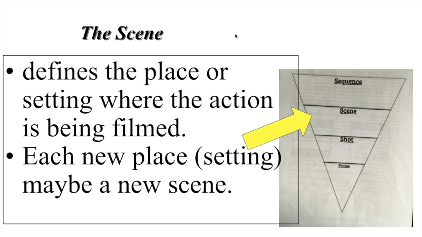Then we have the scene. This defines the place or the setting where the action is being filmed. Each new place or setting may be a new scene. So we had our picture, a bunch of those strung together, and one continuous take is a shot. And then if you change locations, this is a new scene. So say you're watching a film and the first scene is in a bedroom, and then the next scene is at a school. Those are two different scenes.